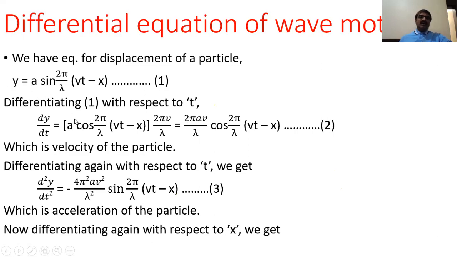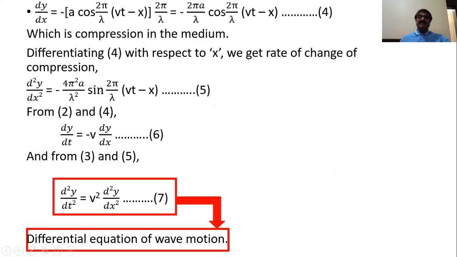Now we have two variables here, time and displacement. We have differentiated this equation with respect to t, and now we start with the second variable x. So differentiate equation 1, that is the equation of y, with respect to x, and we get dy by dx. If you remember from the previous article, dy by dx is the slope of the displacement curve, which is also called compression.